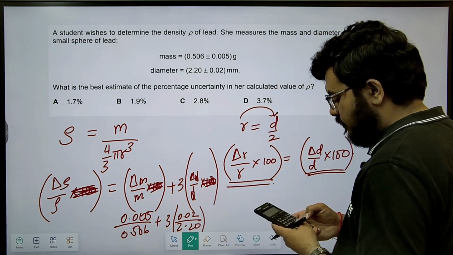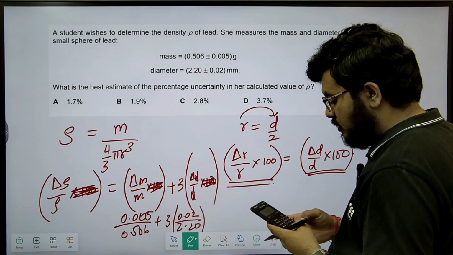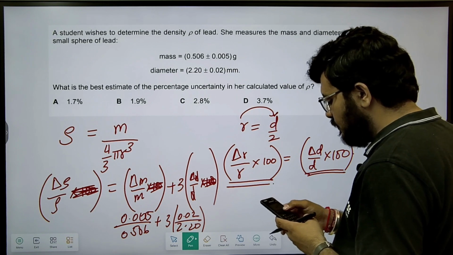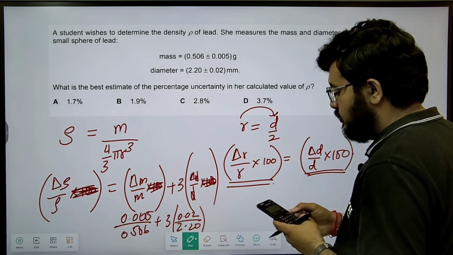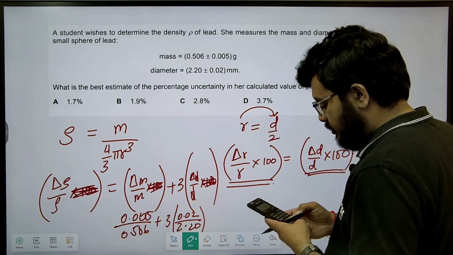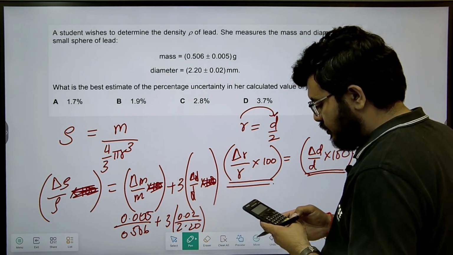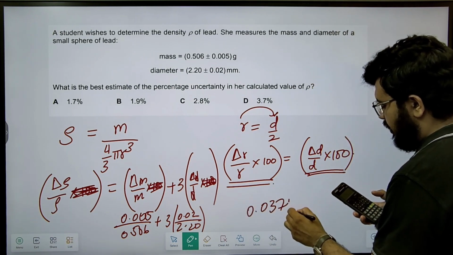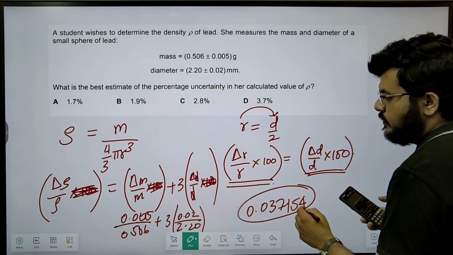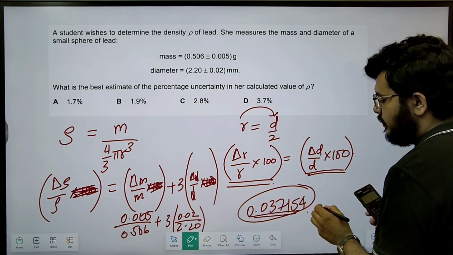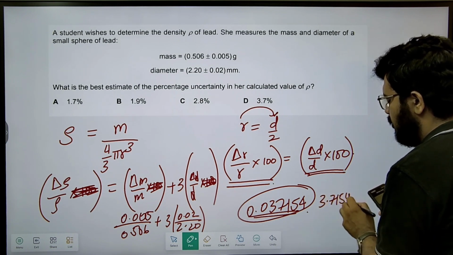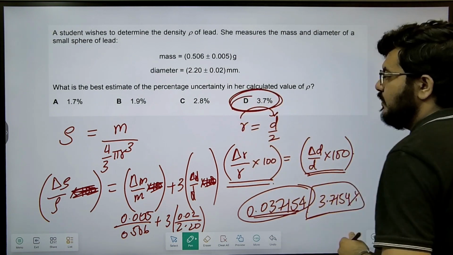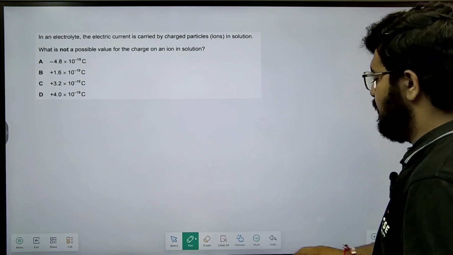So I have 0.005 divided by 0.506 plus 3 multiplied by 0.02 upon 2.20. This will give me 0.037154. Multiplied by 100 because I want to find it in percentage. So 3.7154 percentage, which will give me 3.7 percentage, not 37, 3.7 percentage.